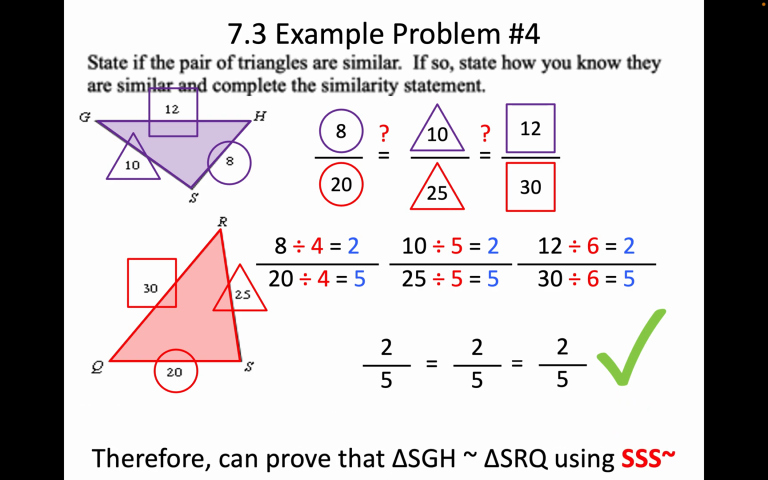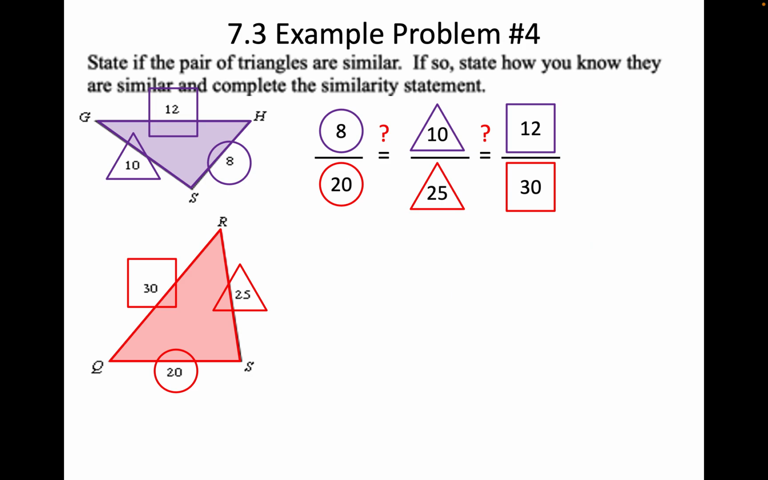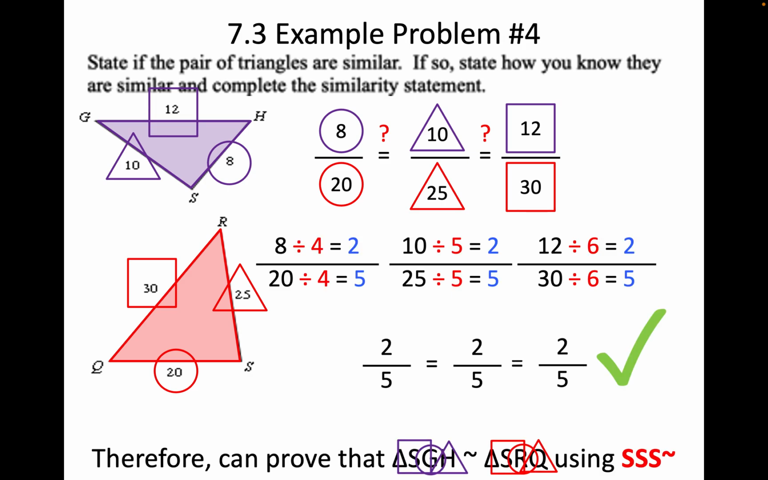And therefore I would say that triangle SGH is similar to triangle SRQ using side-side-side similarity. And again, I want to match up the sides. So S is across from the square, S is across from the square, G is across from the circle, R is across from the circle, H is across from the triangle, Q is across from the triangle. So I know I've matched up these sides appropriately. The corresponding vertices are matched up, so I could do it that way.